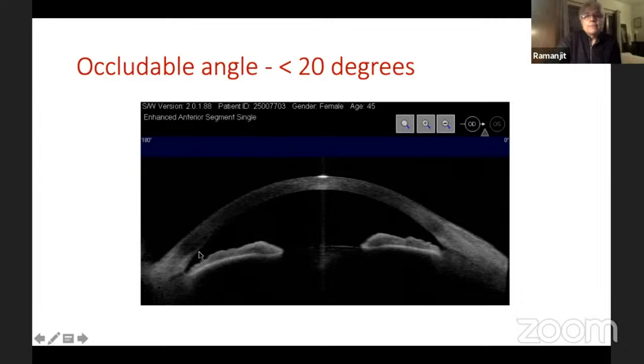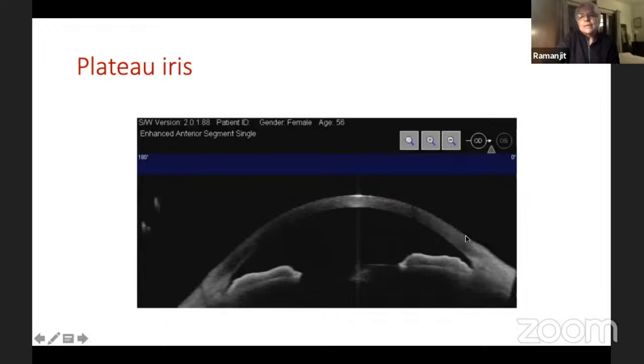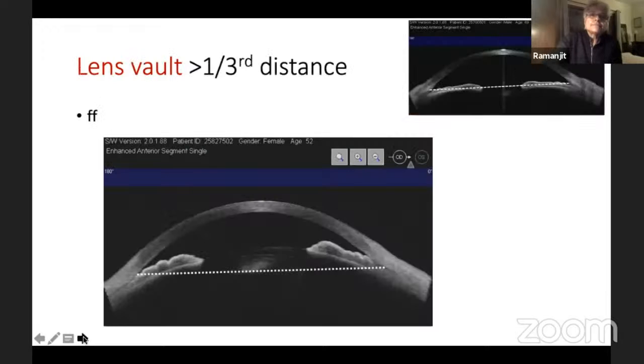So the angle formed by the most peripheral cornea and the iris, if it's less than 20 degrees, is likely to go into closure. A plateau iris is one where you have a flat iris which suddenly dips in the periphery. Because this is an anterior segment OCT, you cannot see that the ciliary body processes are actually pushing up the peripheral iris.